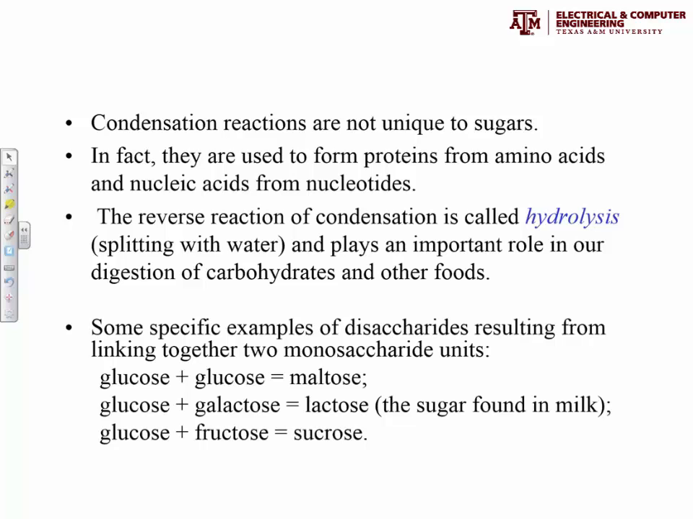Now, some specific examples of disaccharides resulting from linking together two monosaccharide units, and this list is by no means exhaustive. That's not my goal here, but just to give you an idea. For example, two glucose units can link together to produce maltose. And again, the linkage will have to be at the right location. I don't know what the location is, whether it's 3', 4', 5, I don't know. But if you open a book on biochemistry, they'll have that information, right? Or these days, you don't even need to open a book. You just do a Google search or go to Wikipedia or whatever, and you'll get that information.